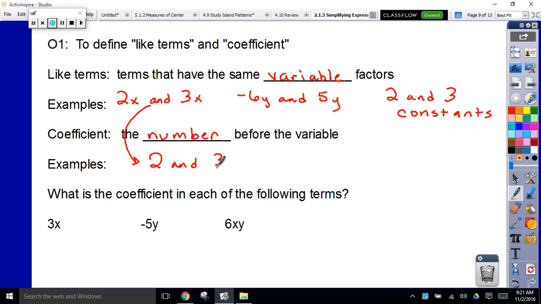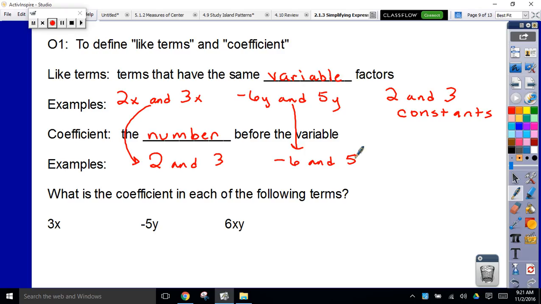What would the coefficients be for negative 6y and 5y, Sammy? 6. You want to take the whole thing, so you want to take the negative sign too. Okay, so negative 6 and 5. Yeah, negative 6 and 5. And there are no coefficients here because there are no variables. Those are just called constants.